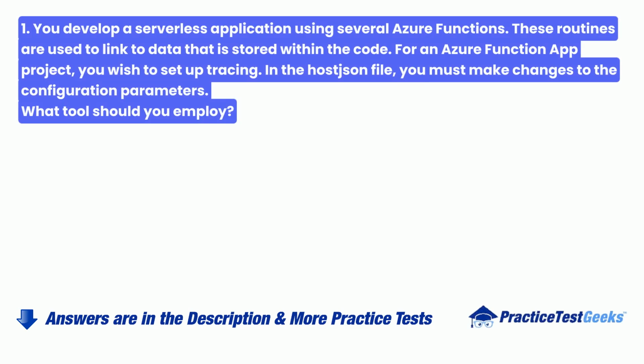1. You develop a serverless application using several Azure functions. These routines are used to link to data that is stored within the code. For an Azure Function App project, you wish to set up tracing. In the host.json file, you must make changes to the configuration parameters. What tool should you employ?